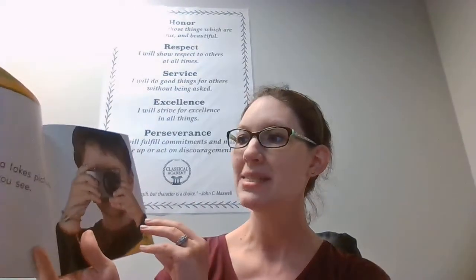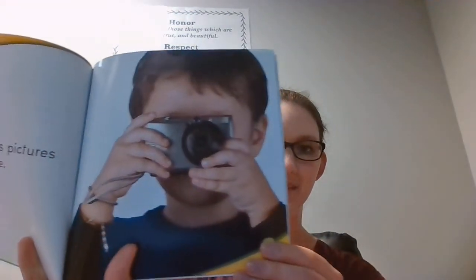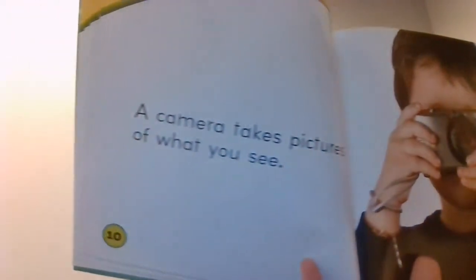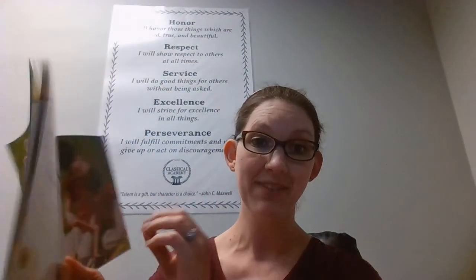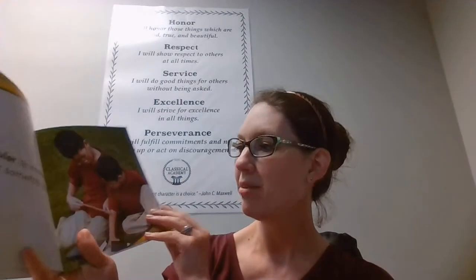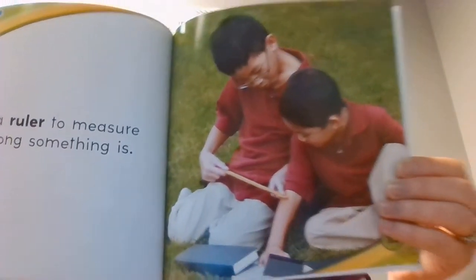A camera takes pictures of what you see. I'm sure you guys have all seen a camera before, but now most of us just have cameras on our phones. Use a ruler to measure how long something is. So that wooden stick in the boy's hand, that is a ruler.